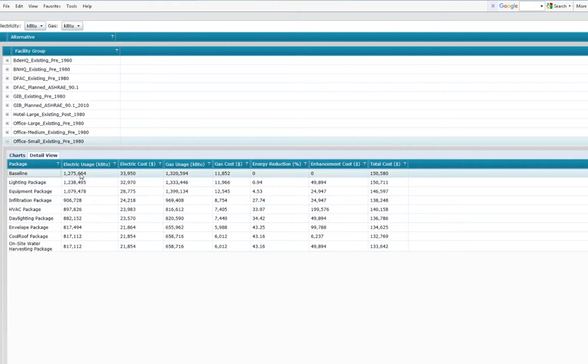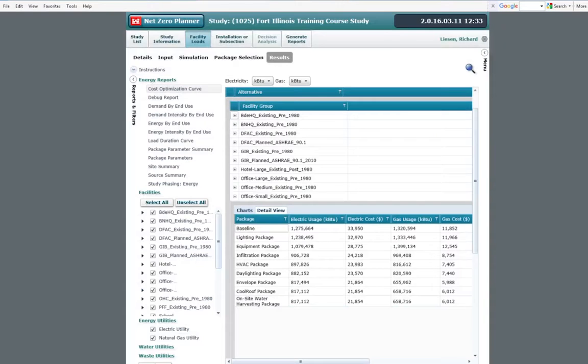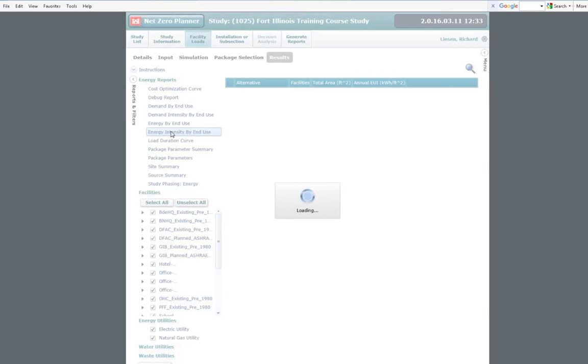And this is pretty much a simplified view of that package selection report that you see. The debug report is for us if we ever see problems. We can go in here, and this shows model results, but we're going to go and look at these other ones. I'm going to start here with this energy intensity by end use, and I'm kind of going by what you can learn from them.